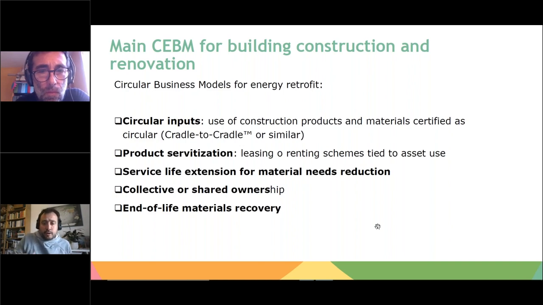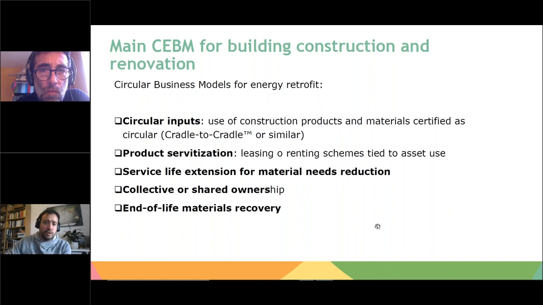There are also other strategies like servitization that I already explained. Also, the servitization and the product ownership retention by the suppliers is also aimed at extending the service life of all products, which is also critical to avoid or reduce the number of replacements and refurbishments needed. It's something also very important.